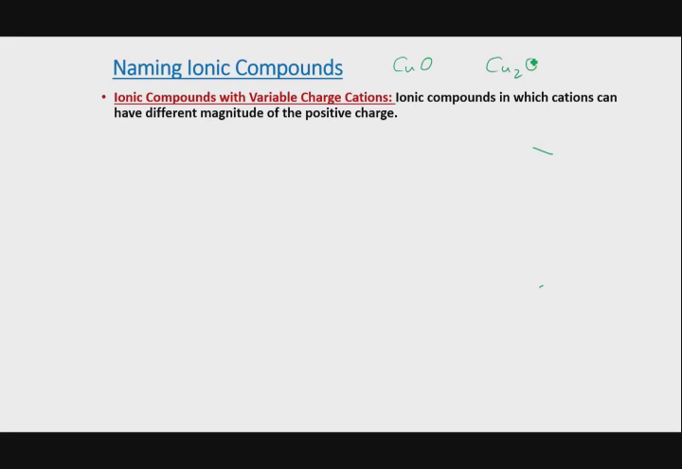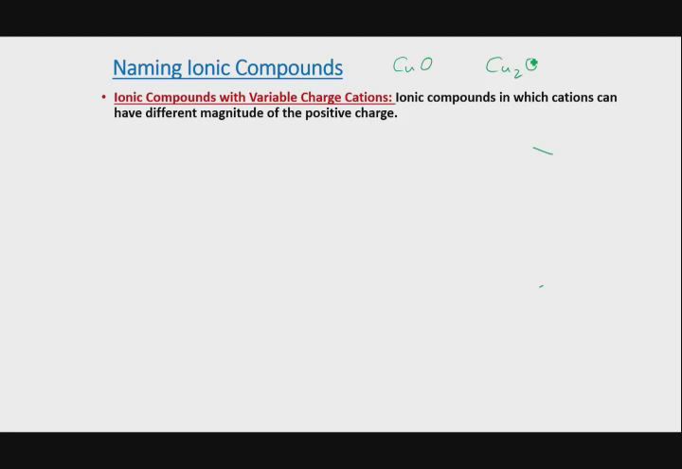The difference between these two compounds is that the cation, the copper ion in both of them is different. The magnitude of the positive charge on each of those is different. And such cations are called variable charge cations. Now, which metals in the periodic table will make variable charge cations can easily be figured out if you remember which metals in the periodic table will make fixed charge cations.